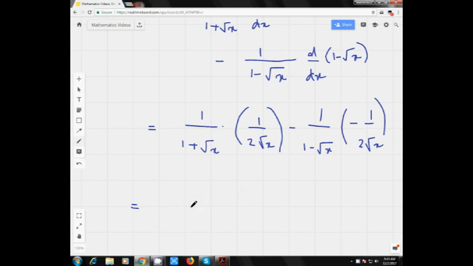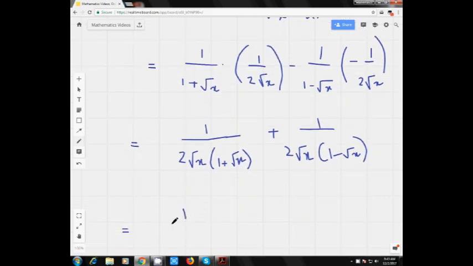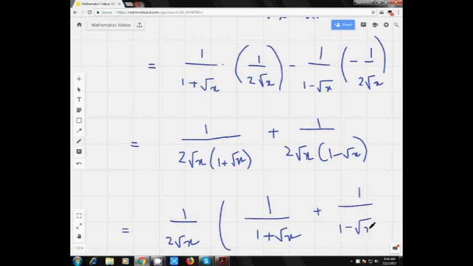It could also be simplified like 1 by 2 square root x multiplied by 1 plus square root x plus, because here negative and negative cancel out each other and become plus, 1 divided by 2 square root x times 1 minus square root x. Next you can take out 1 by 2 square root x as common between the denominators, and it comes out to be equal to 1 divided by 1 plus square root x plus 1 divided by 1 minus square root x.